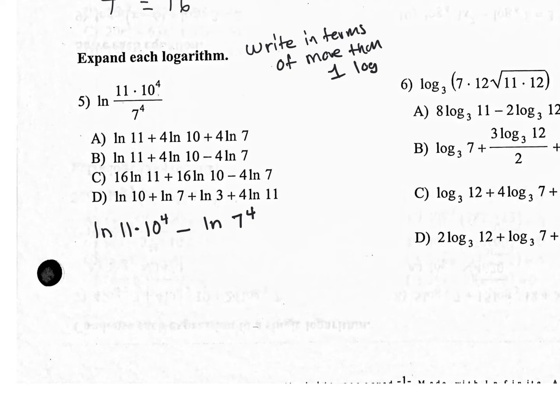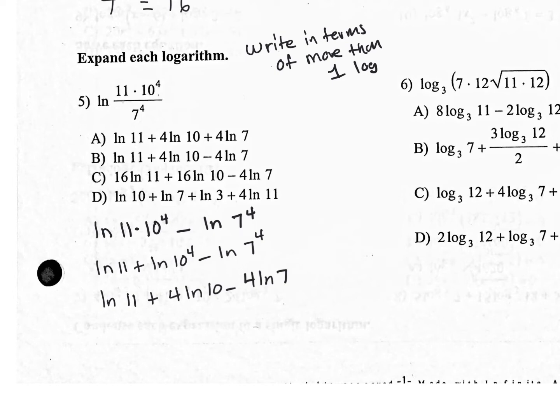Now we can further expand. Since you're multiplying 11 times 10 to the 4th, you have natural log of 11 plus natural log of 10 to the 4th minus natural log of 7 to the 4th. Remember the power property? The power property states that the 4 can be written as a product of the logarithm. So both 4s can be written as a product. So you have natural log of 11 plus 4 times the natural log of 10 minus 4 times the natural log of 7.